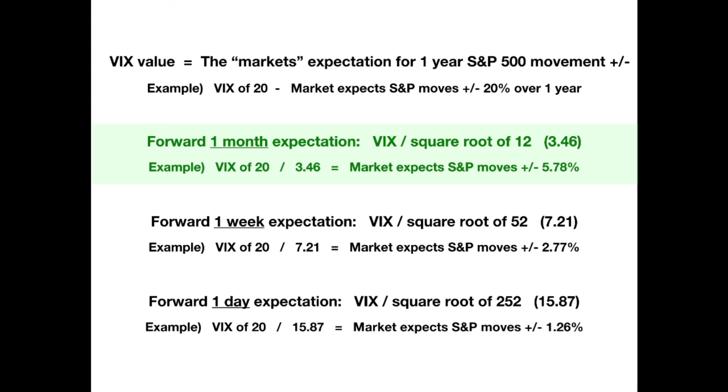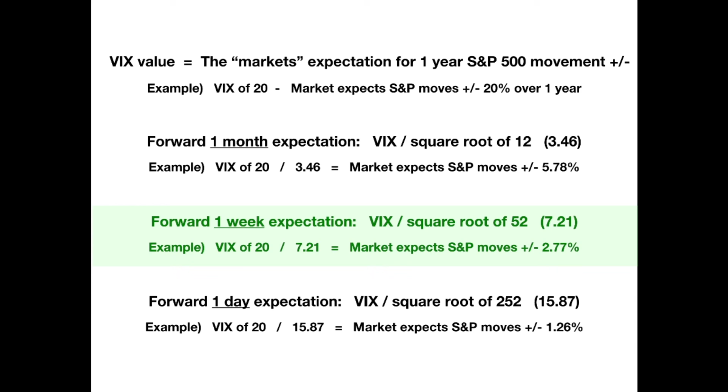And that square root is 3.46. So the VIX of 20 divided by 3.46 means the market expects the S&P 500 to move plus or minus 5.78% over the next 1 month. We can also go down to 1 week and use the square root of 52, which is 7.21. And in that case, the market expects the S&P to move plus or minus 2.77%. You can do this over any time frame.